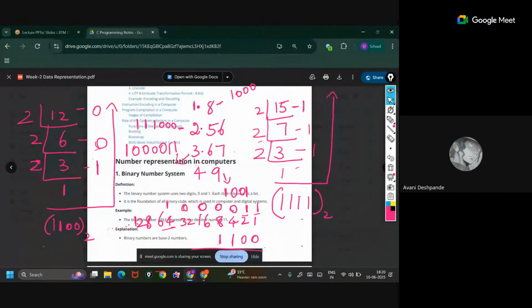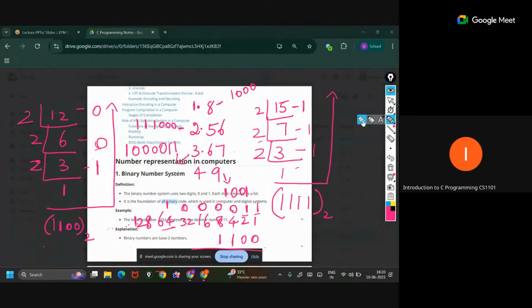Okay, so for 56, I have to check with 64. On comparing with 64, is 56 greater? No. So 56 is lesser than this, right? So I have to fill it with 32. So 56 minus 32, what is the value now? 24. Yes. So 24 compared with 16? It is greater. So I have to fill it with 16 also.